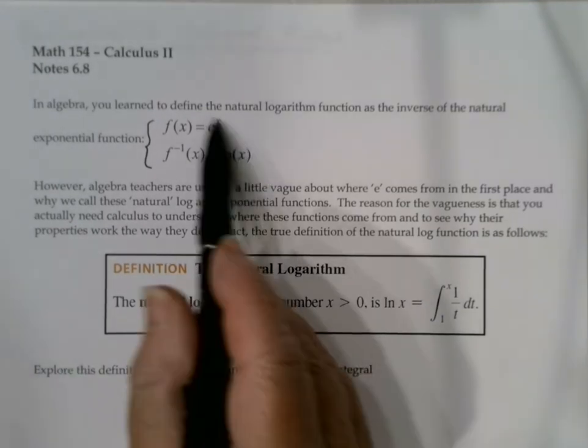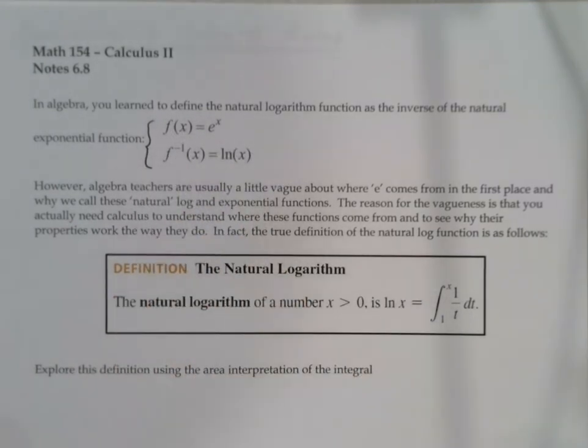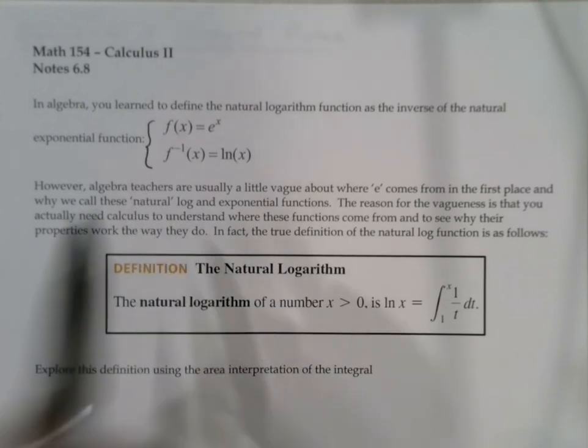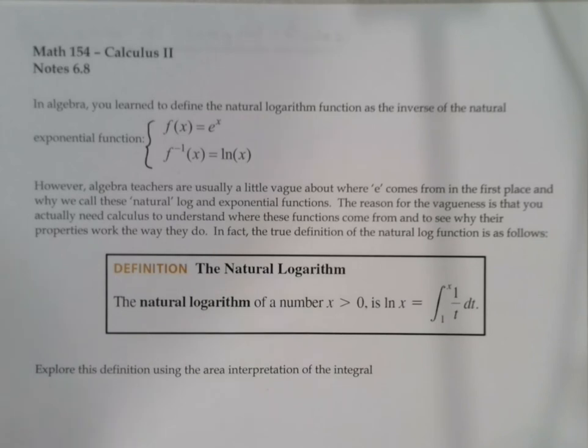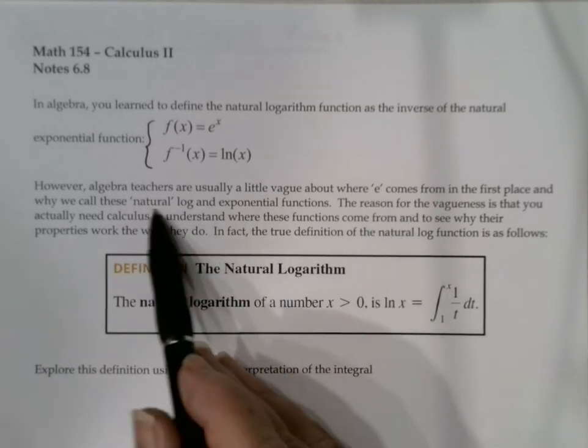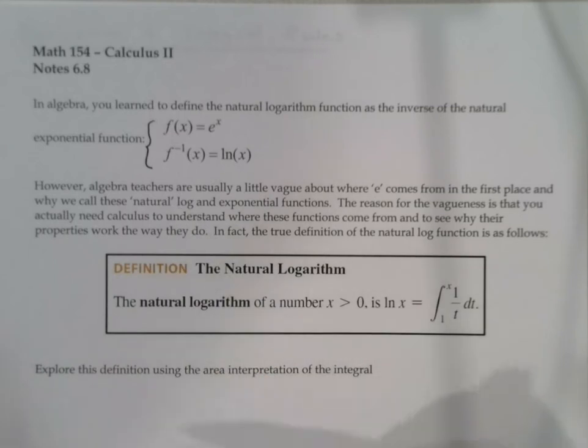All right, so when you think about these two functions, one of the things I want you to think about is when you first learned about them, very likely your algebra teacher kind of avoided or was a bit vague about where that number e really comes from in the first place, and why we would call them a natural log or exponential. Doesn't seem like there was anything natural about that weird number, 2.718 blah blah blah, right? Well, the reason that people have to be vague about that in algebra is because we actually need calculus to understand where these functions come from.